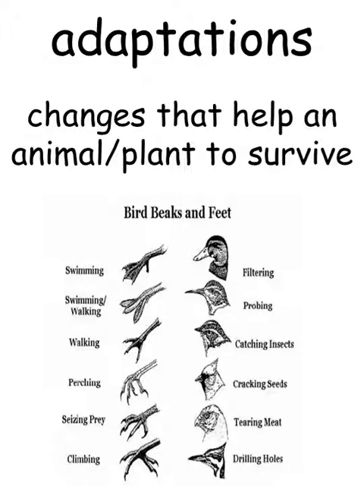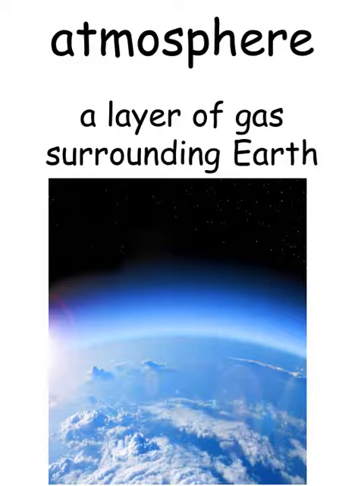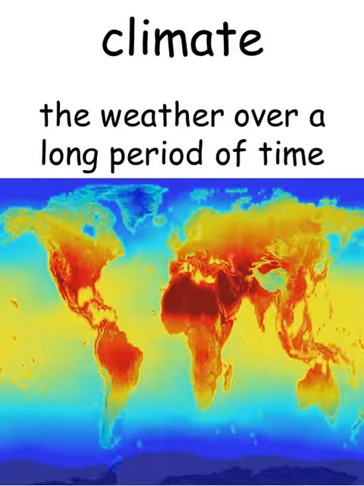Adaptations. Adaptations are changes that help an animal or plant to survive. Atmosphere. The atmosphere is a layer of gas surrounding the Earth. Climate. Climate is the weather over a long period of time.